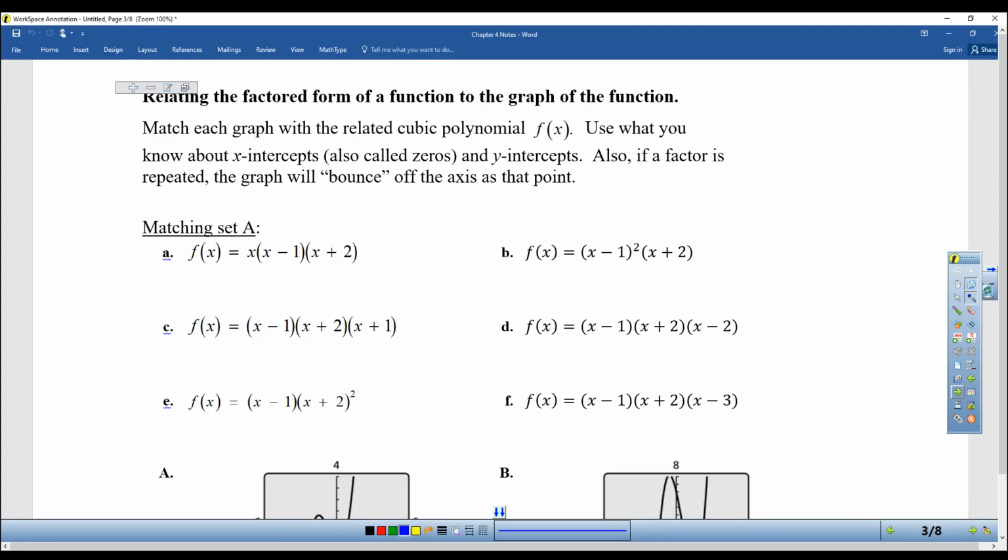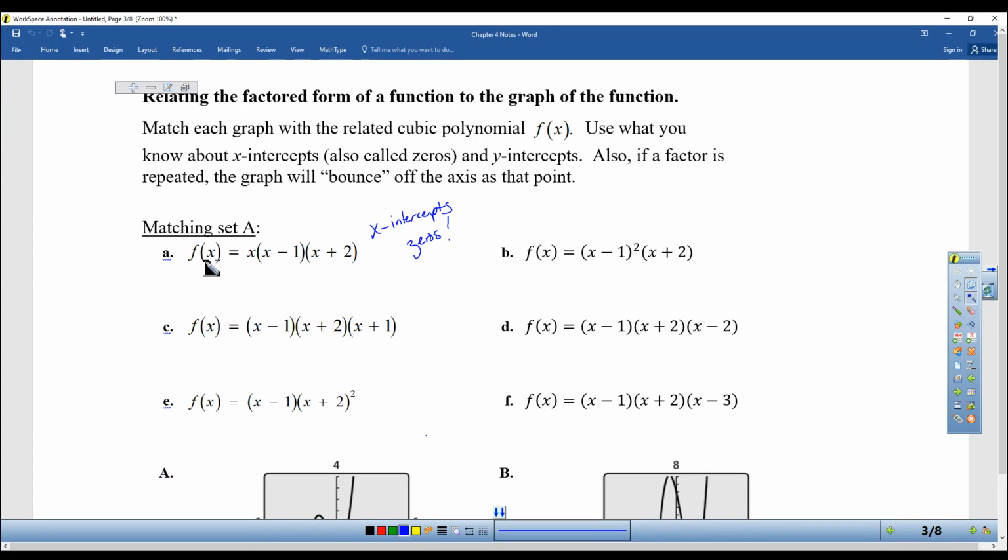So I want to make sure you recognize how relating the factored form of a function can help you understand its graph. Remember that factoring is what we do to find x-intercepts or zeros, okay? So x-intercepts and zeros. So match each graph with the related cubic polynomial. Use what you know about x-intercepts and zeros. Also, if it is a factor of the graph, it will bounce off the x-axis. So we'll talk about that when we get to one.